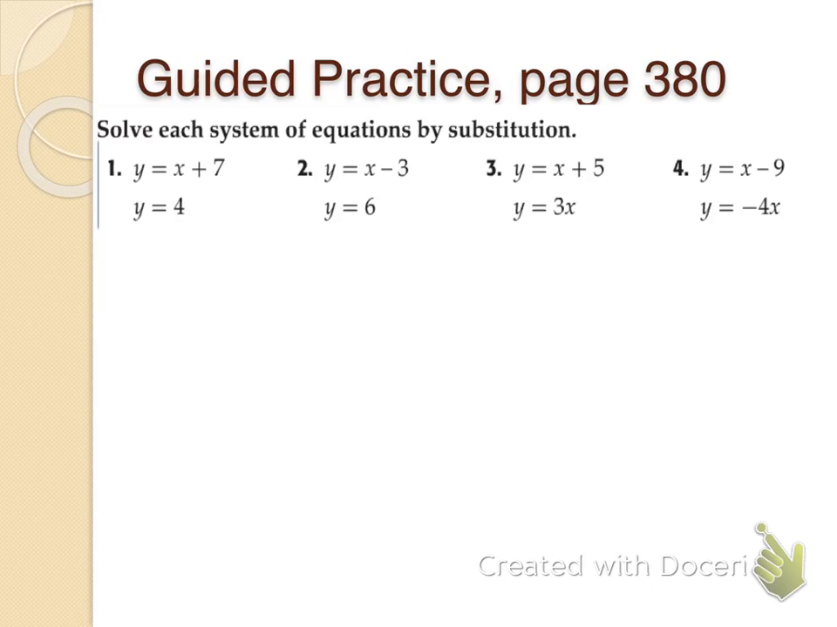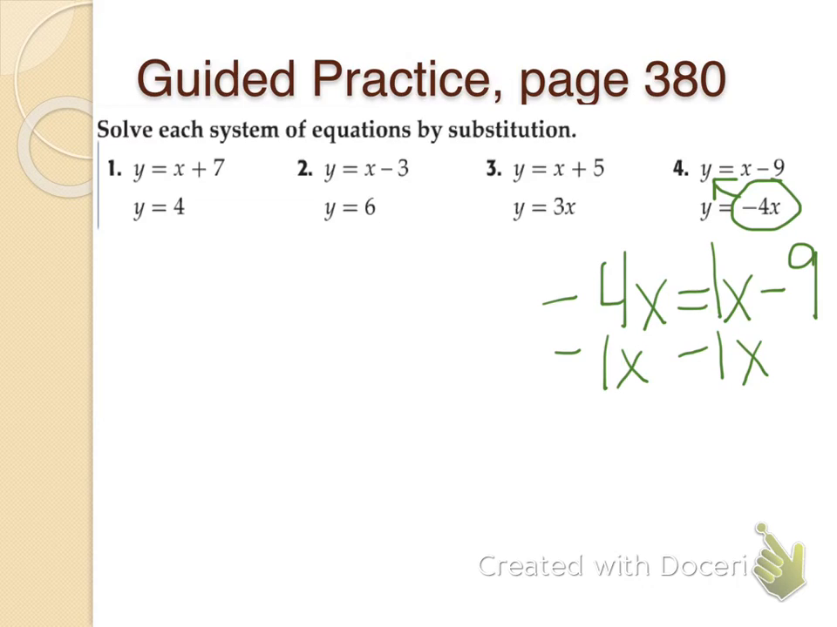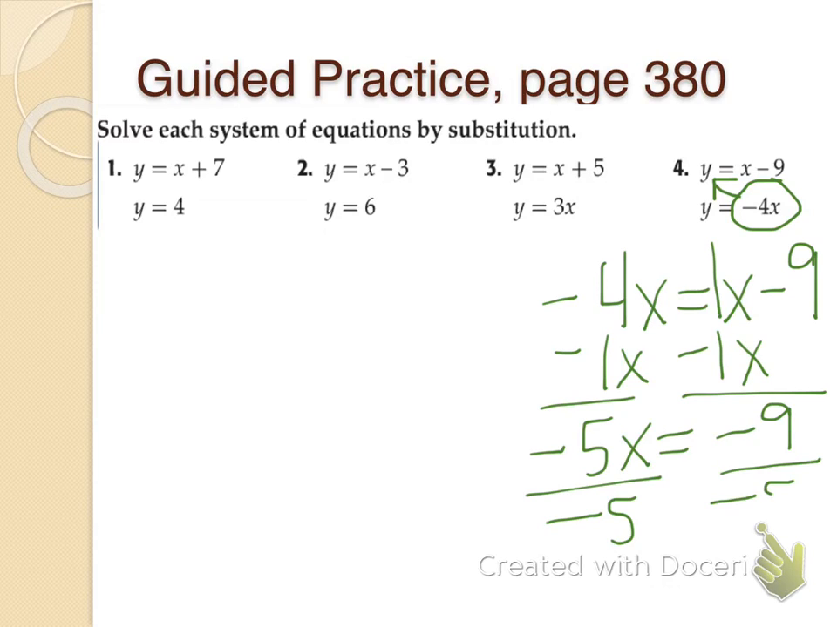Last problem like this. Pause the video and try to do this one on your own, and then turn the video back on and check your answer. So I want to take negative 4x and plug that in. So negative 4x equals x minus 9. Got a 1 there. I want to subtract that 1x. Negative 5x equals negative 9. Dividing by negative 5, x equals 9/5.